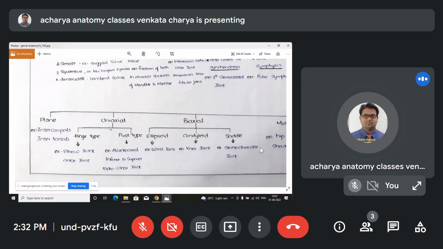Suppose, see here, in between the two phalanges, there is one movement present here, flexion and extension. Are you getting? So this flexion and extension is by the transverse axis. Whenever we pass the transverse axis here, it produces flexion and extension.